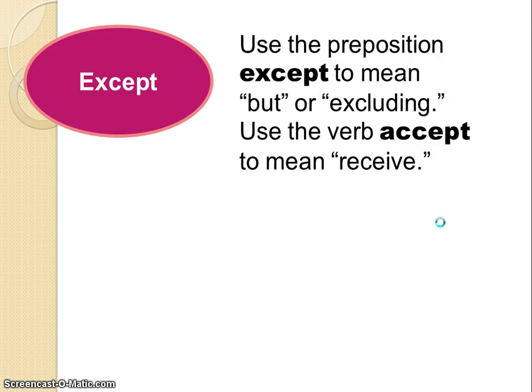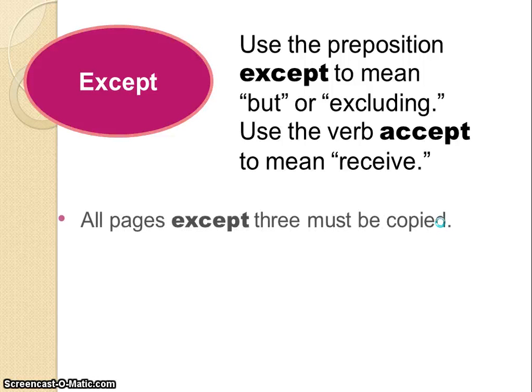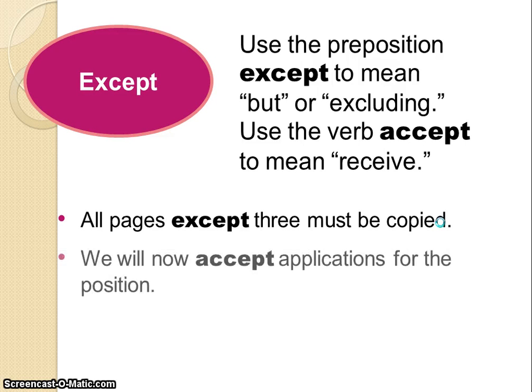Except. We use the preposition except to mean but or excluding, and the verb accept means to receive. So we want to watch these 2 here. All pages except, or but or excluding, 3 must be copied. We will now accept, which is a verb. We're taking something or receiving something. We accept it for the position. Accept these applications.